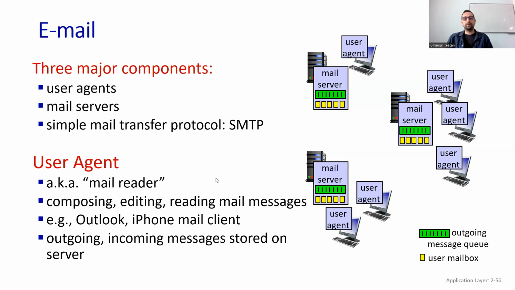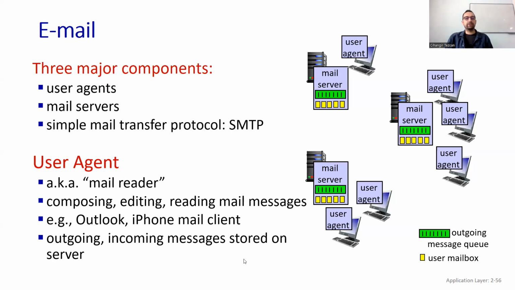User agent, also known as mail reader, is for composing, editing, and reading mail messages. So we have software like Microsoft Outlook. You can use the iPhone mail client, and so on. But people generally no longer use this kind of application, right? Because people prefer web-based email. This is why we use Gmail and so on, which feels easier, right?